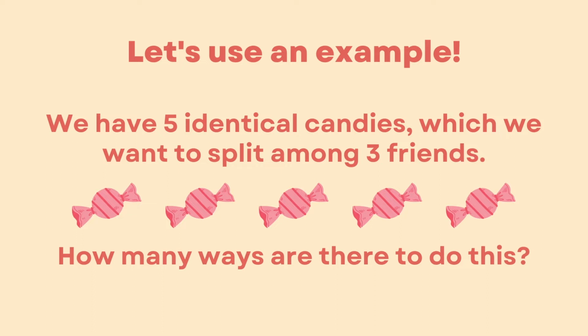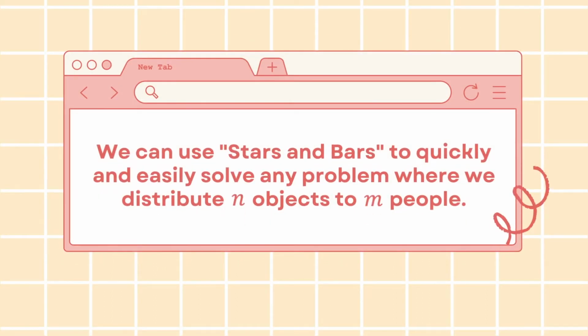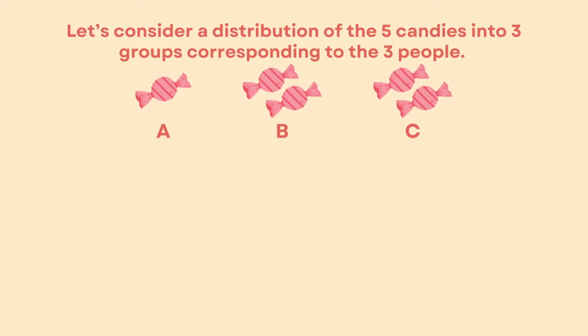Well, one way we could solve this problem is by doing casework. But what if there are 100 candies and 10 friends? Then there would be far too many cases to handle. Instead, we can use the stars and bars method to quickly and easily solve any problem where we distribute n objects to m people.